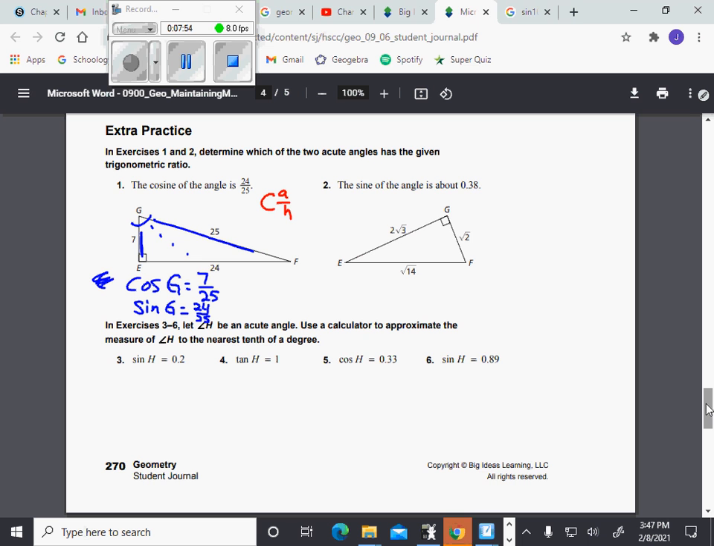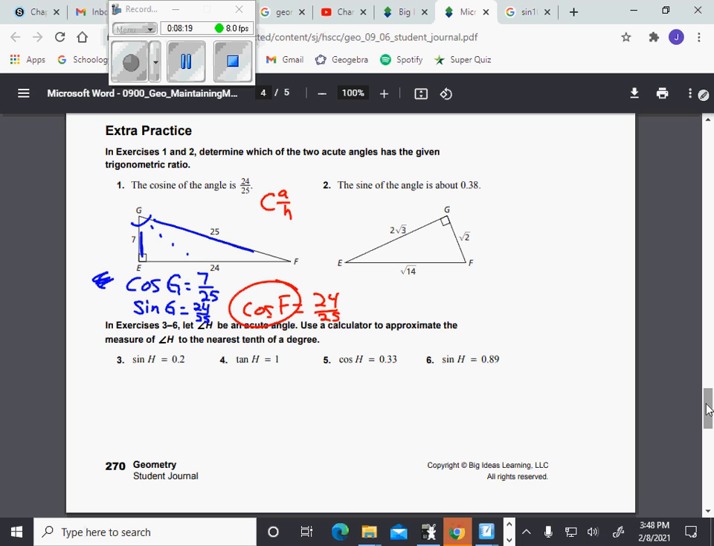Okay. The cosine of F is the same as the sine of G. So the cosine of F is equal to 24 over 25. So that would be our answer, the cosine of F.